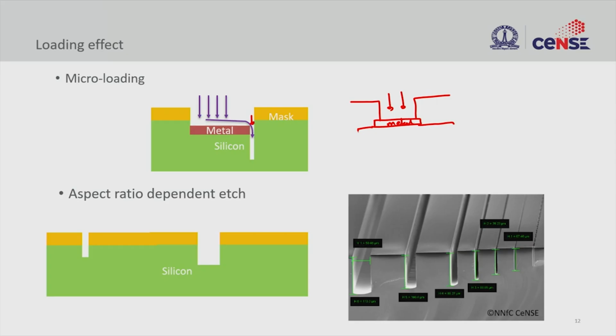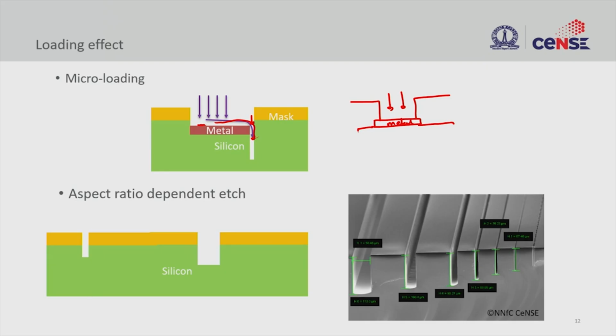So now once you hit the metal, because of this notch that you see here, you have all the radicals here that can go and react with the silicon. Here the etch rate is going to be very high because there is no reaction happening on this metal. All the radicals can migrate to the silicon opening and etch it. So this can be an accelerated etch called microloading.